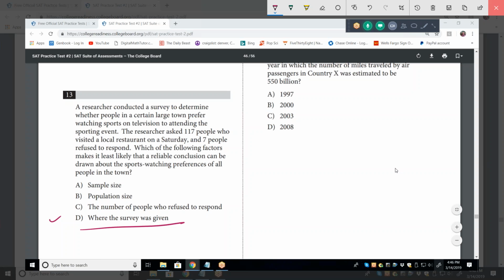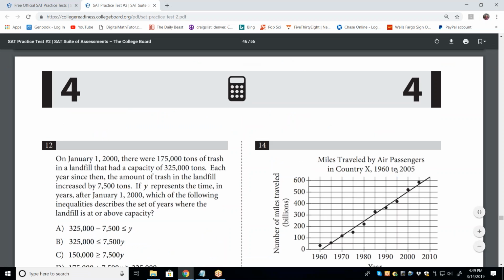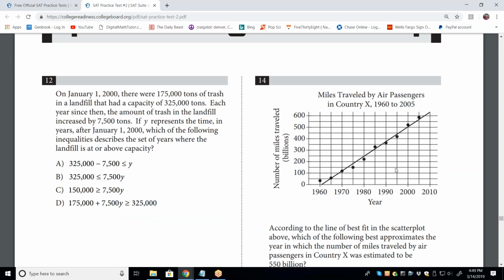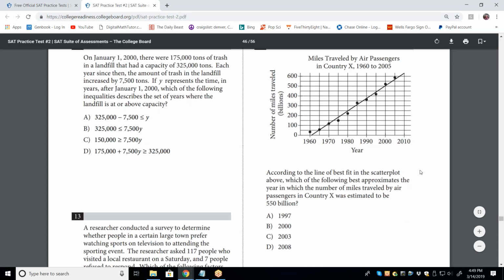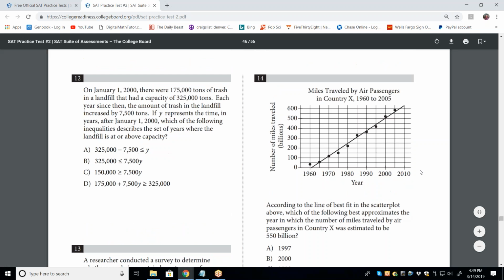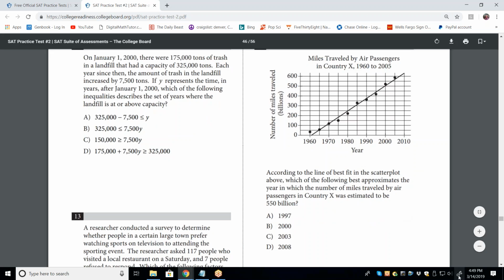Okay. Go to 14. Hold on, let me minimize that a little bit so we can get the whole thing on there. All right, that should be good.